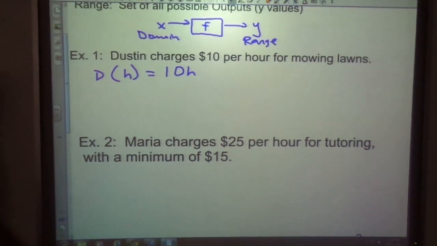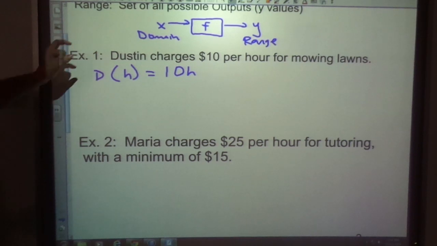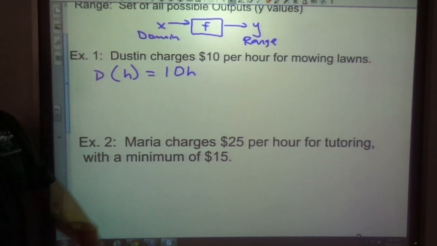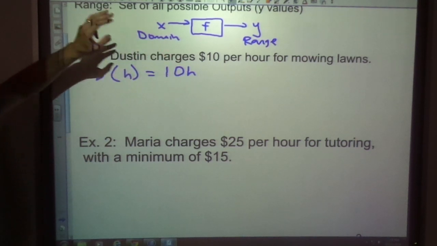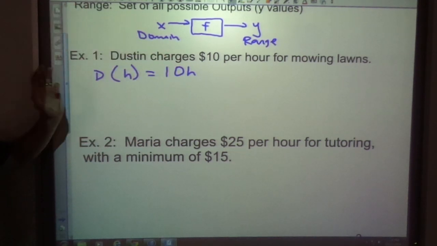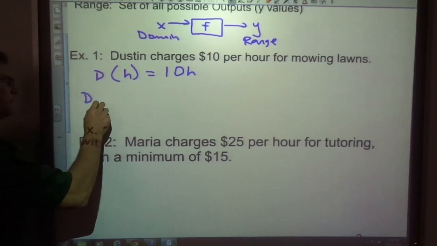So if I want to figure out how much money Dustin makes, and I know how many hours, I'm going to input the number of hours, and multiply it by 10. So if he works 2 hours, it's 20 bucks. 3 hours is 30 bucks, so on and so forth. My job right now is to figure out what is the domain.